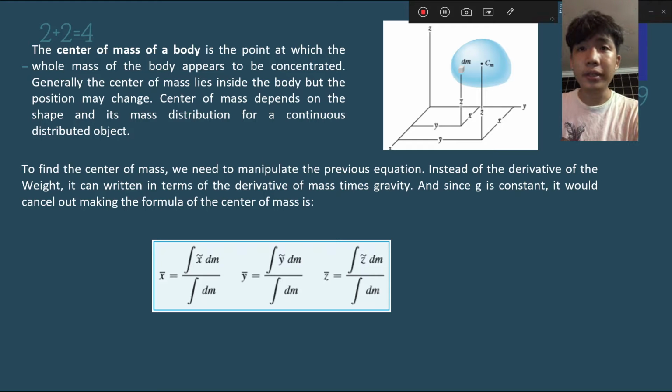So to find the center of mass, we need to manipulate the previous equation. Instead of the differential of the weight, it can be written in terms of the differential of mass times gravity, and since g is constant, g equal to 9.81, it would cancel out, making the whole formula into something like what is shown down below. Notice the difference: this time it's the differential of mass, dm, and previously it was dW, the differential of weight.